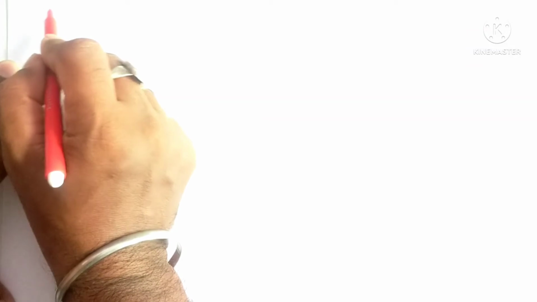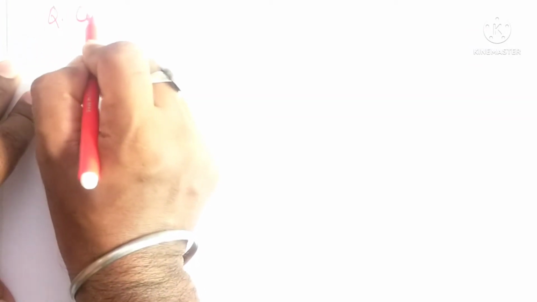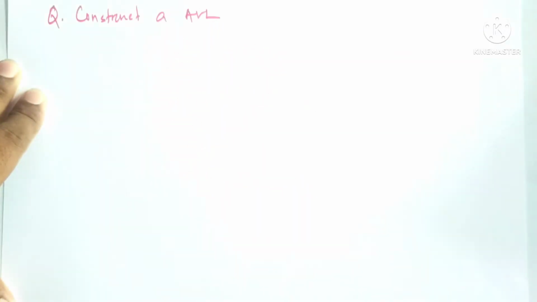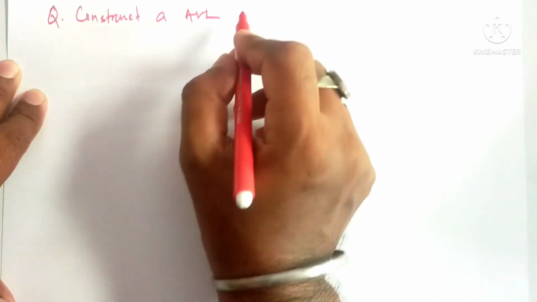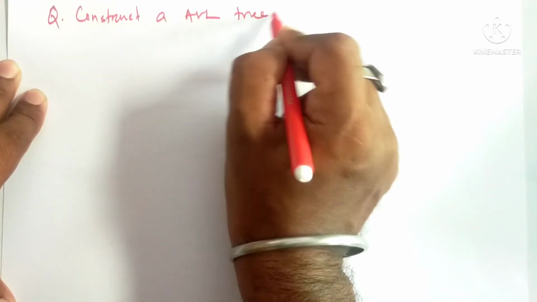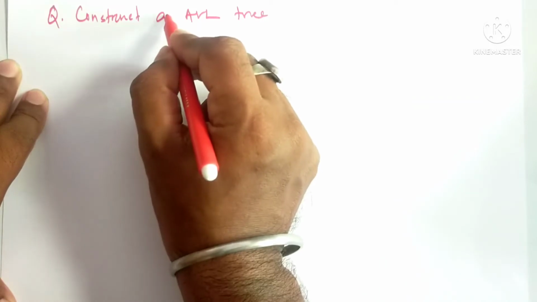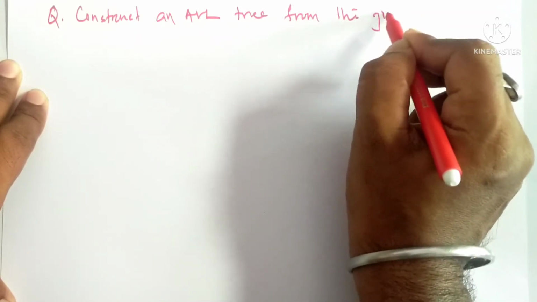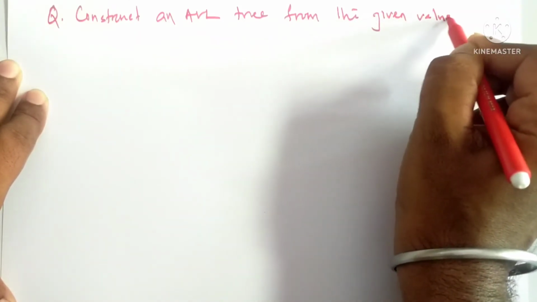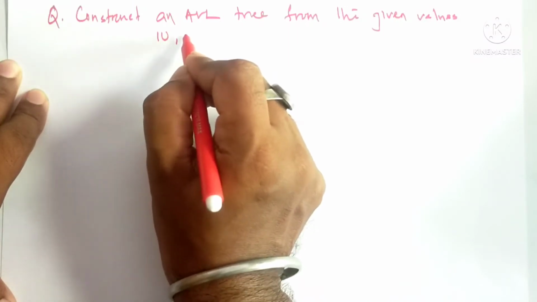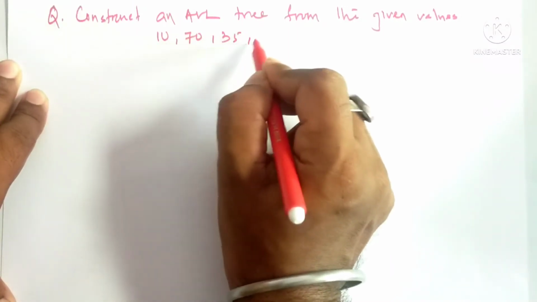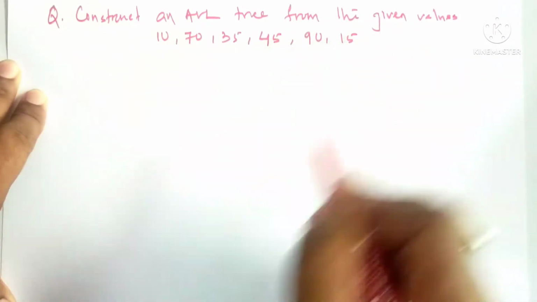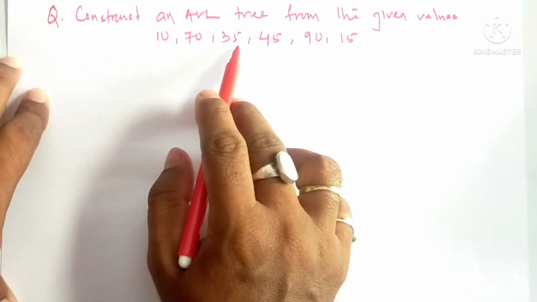So a question is given to you: construct an AVL tree from the given values. What are the given values? 10, 70, 35, 45, 90, let's say 15, and so on. So 6 node values are given.